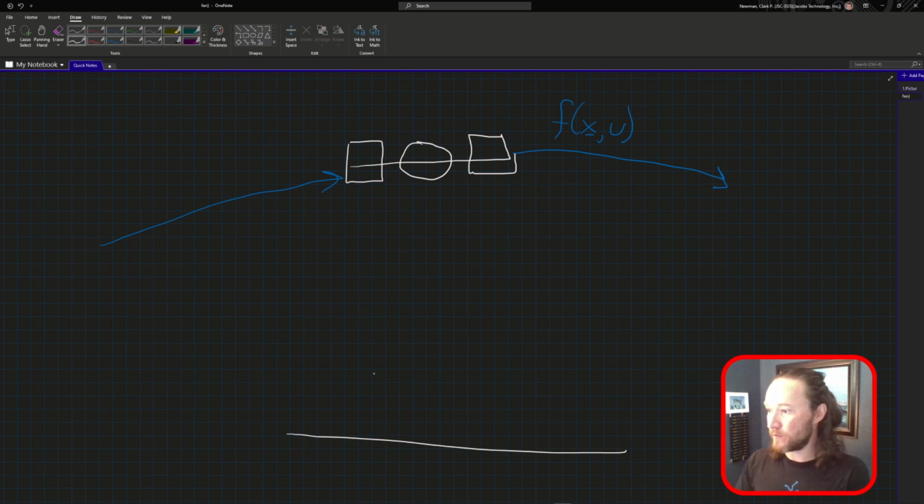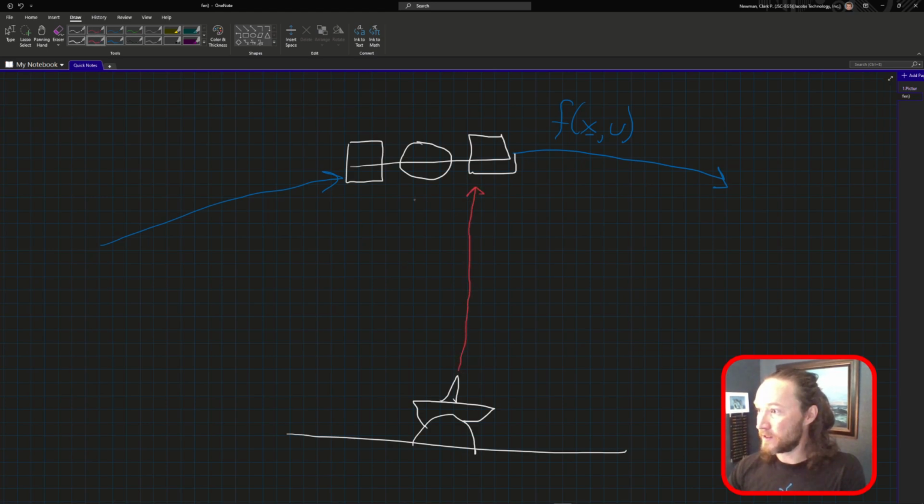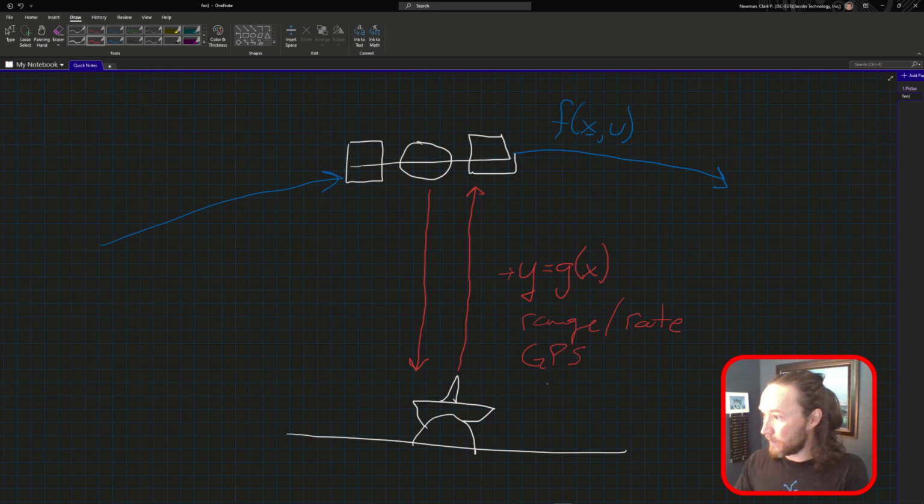So the most straightforward way to imagine that is with a ground station that does a coherent tracking, where it sends a signal up to the satellite, receives it, and then sends it back. And we call this measurement y is a function of x. So y is the actual measurement, and the measurement can be something like range or range rate. It can be GPS. It can be angles. These are all valid.